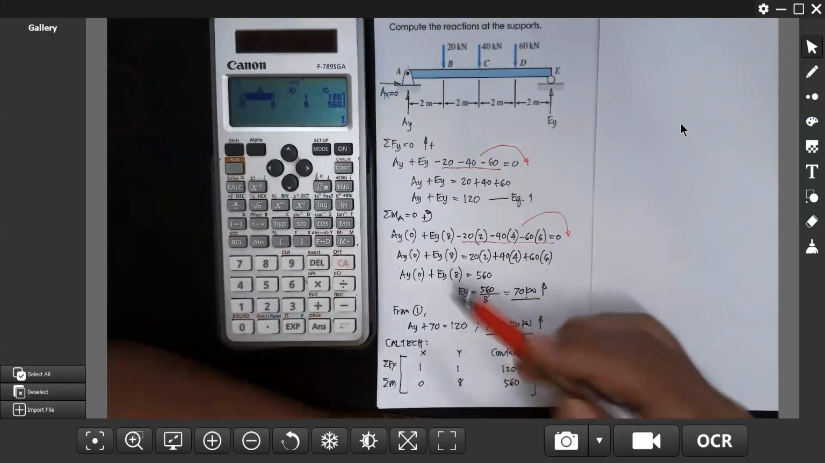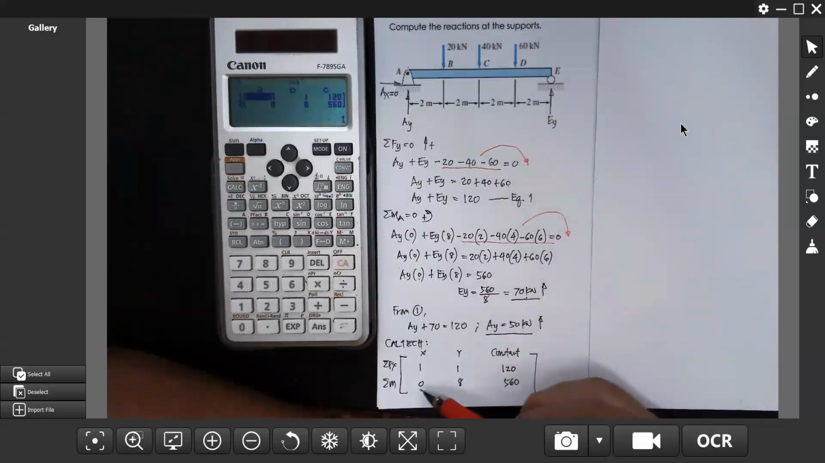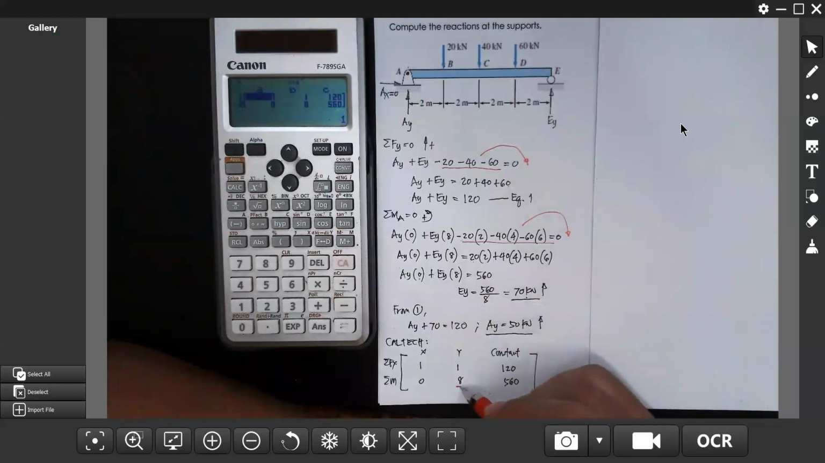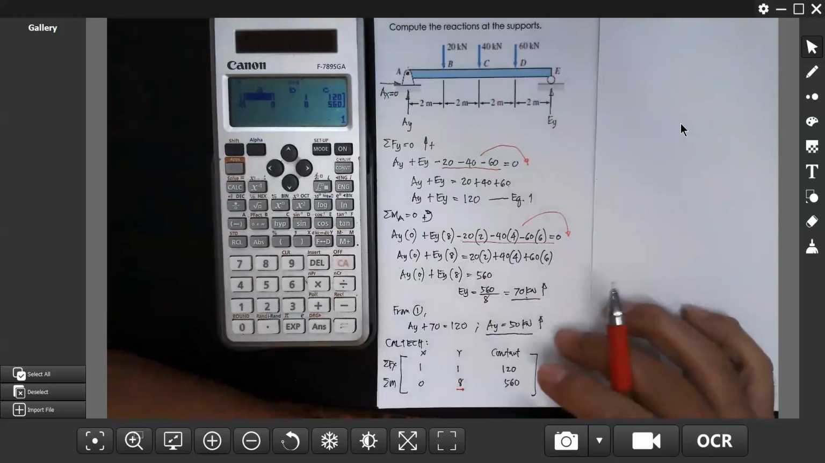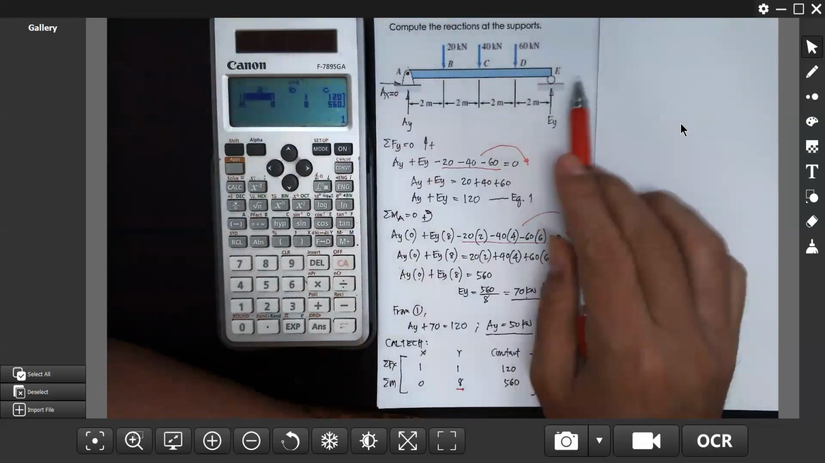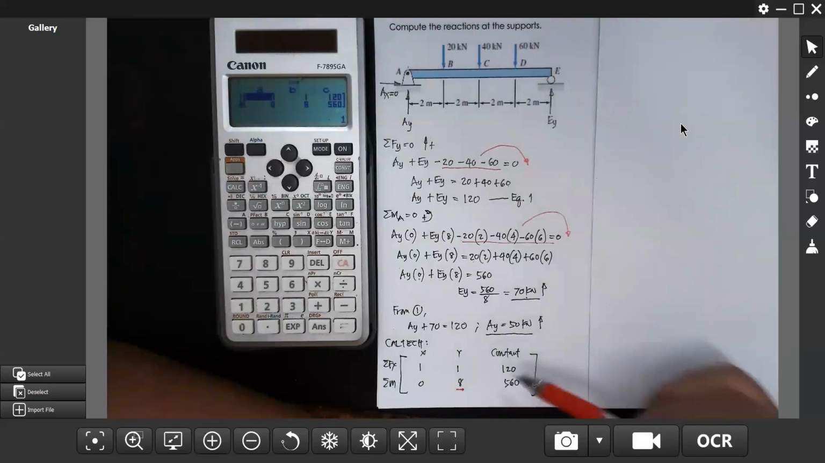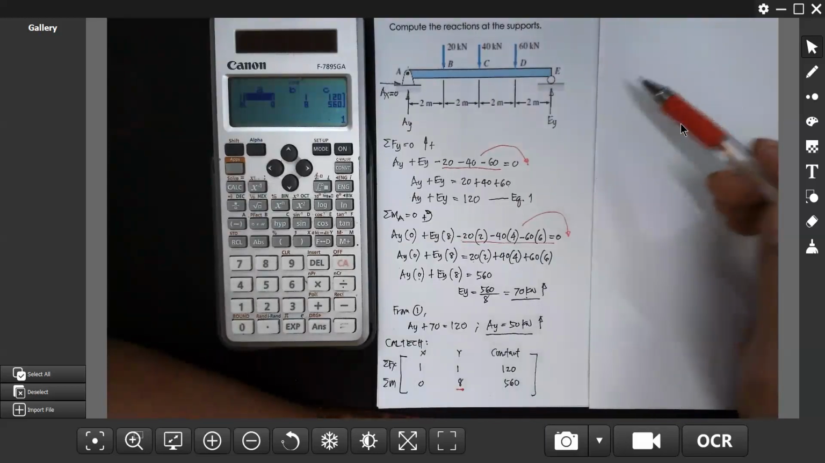And then sa second line, 0, and then this is the distance between the supports. The distance from A to E is 8. So this is very easy. For the first line, we have 1, 1. The second line is 0, and then distance between supports. And then sa constant, I have explained already.